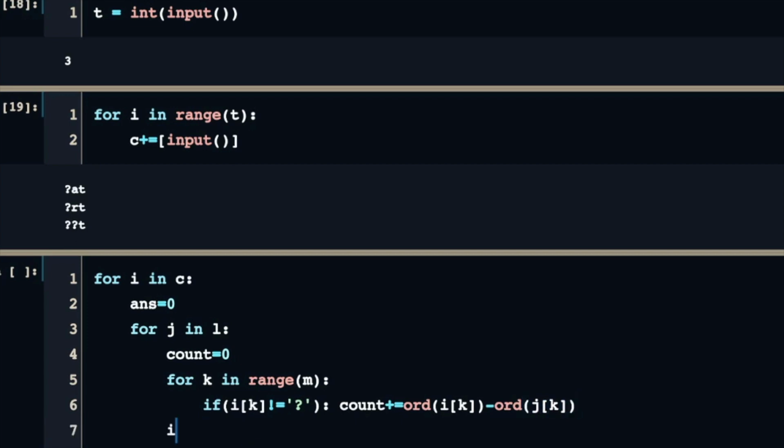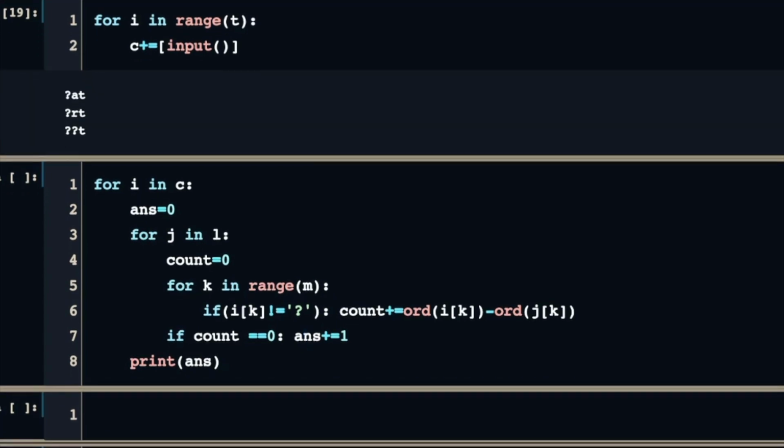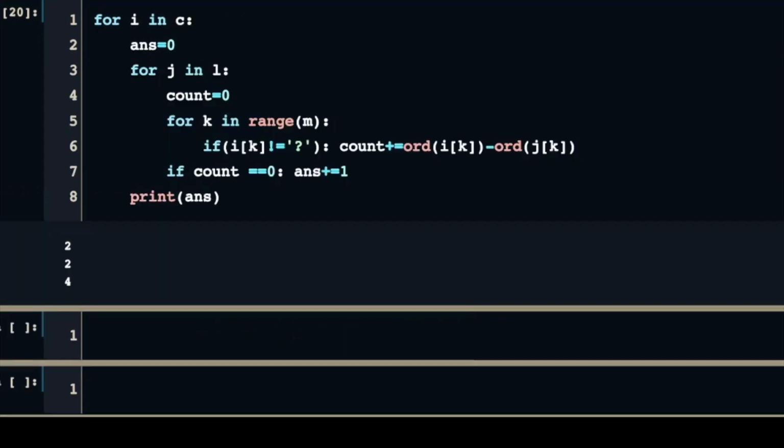Here, if count equal to 0, then ans plus equals 1. Print ans. Okay, so I think that this works. Let's see if it works. Yeah, 2 to 4.